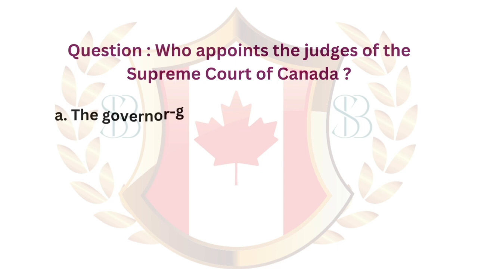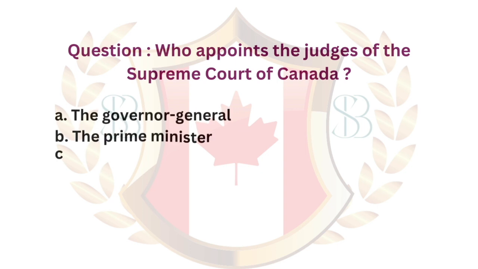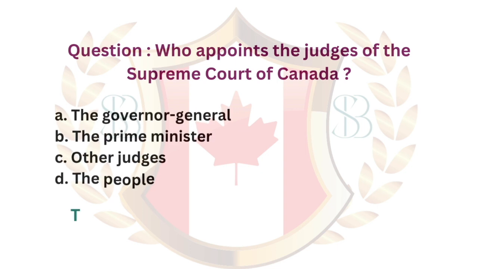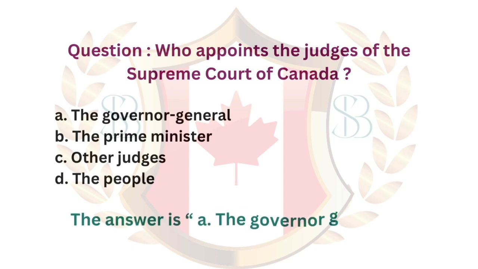Question: Who appoints the judges of the Supreme Court of Canada? A. The Governor General. B. The Prime Minister. C. Other judges. D. The people. The answer is A. The Governor General.